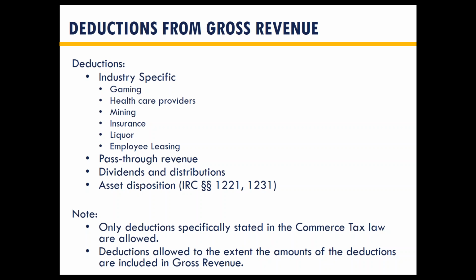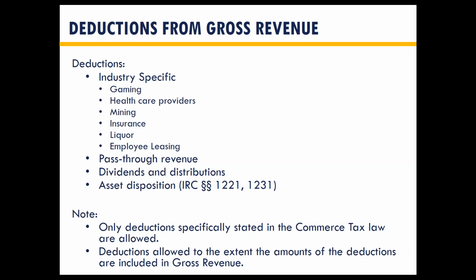So that's what those industry-specific deductions are getting at, because those types of industries are already paying a different type of tax in the state. Then there are deductions for pass-through revenues, which is actually distributive shares. A type of pass-through revenue would be, let's say you have an interest in a partnership. You would not include the distributive share of the partnership in your gross revenue calculation for the commerce tax. It would be a deduction. And then dividends and distributions, and there are some asset dispositions under the IRC that are deductions from gross revenue.